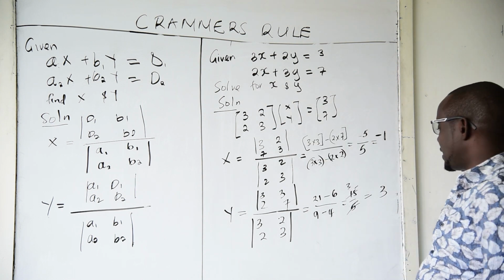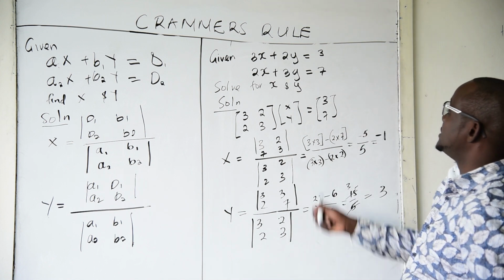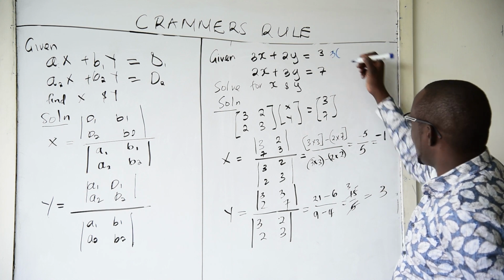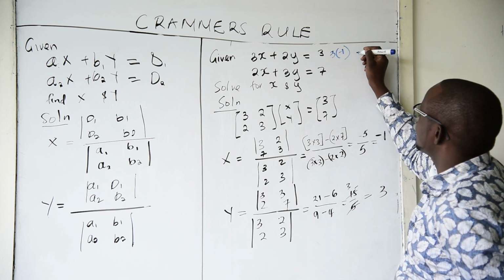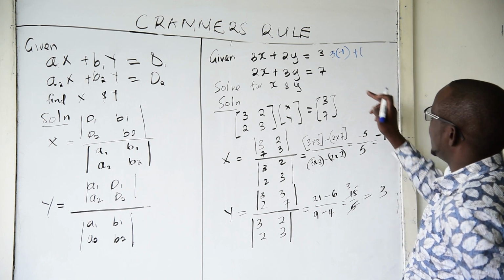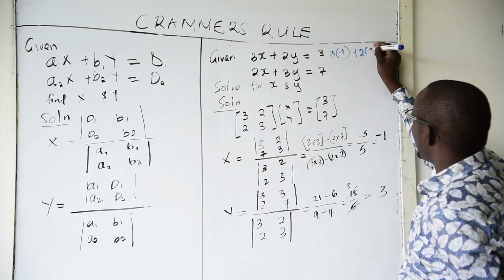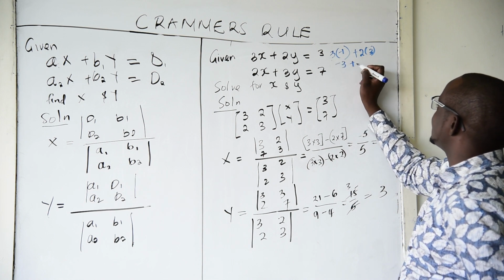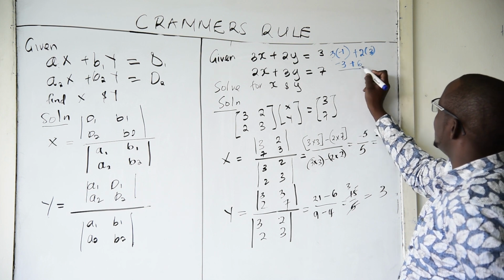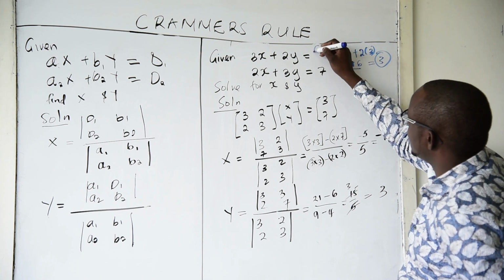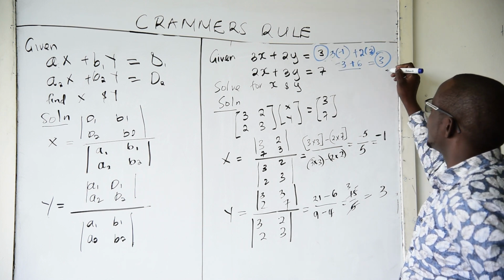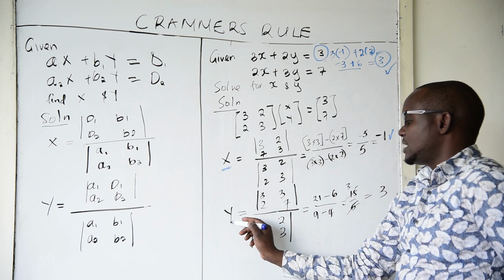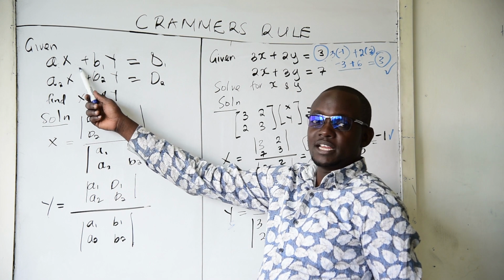We can prove whether these answers are right by substituting them in one of the equations. So here I can have 3, my x is negative 1, then plus 2 multiplied by 3. You get negative 3 plus 6. If you add the two, you get 3. And this 3 is the same as we have here. That means Cramer's rule is accurate when computing the value of two unknowns in two simultaneous equations.